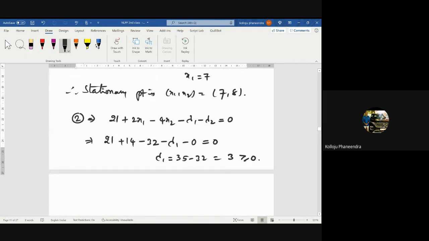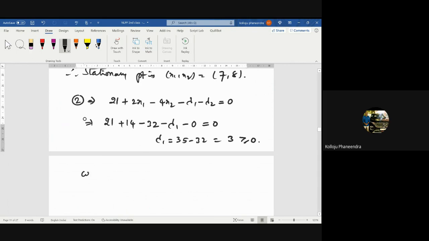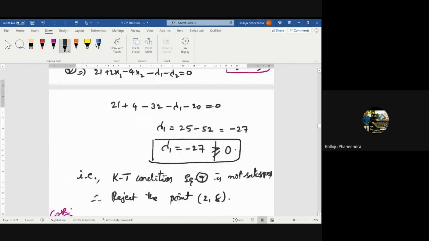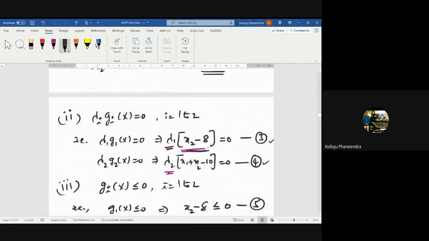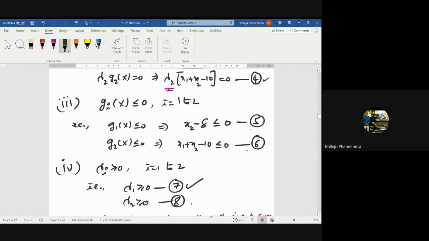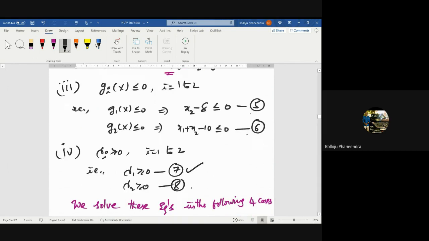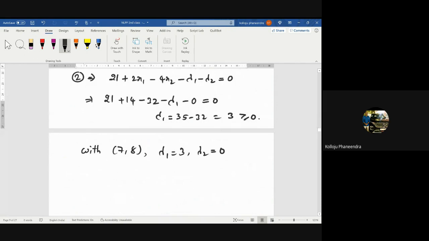Two x1, right? Lambda. Now, what are the constraints next? With 7, 8, lambda 1 equal to 3, lambda 2 equal to 0. What are the remaining KT conditions? Already I have taken third and fourth and verified. I have to take fifth and sixth, x2 minus 8 and x1 plus x2. I have to satisfy those two conditions.